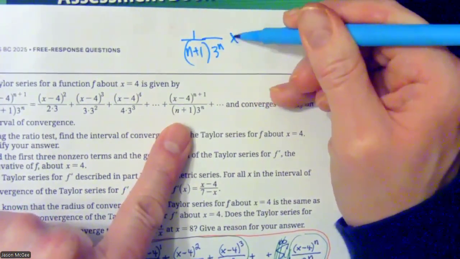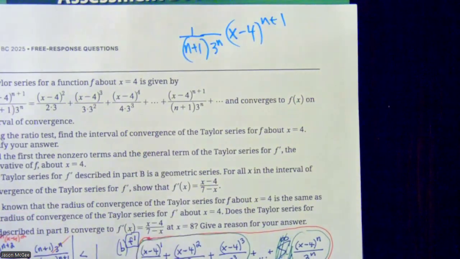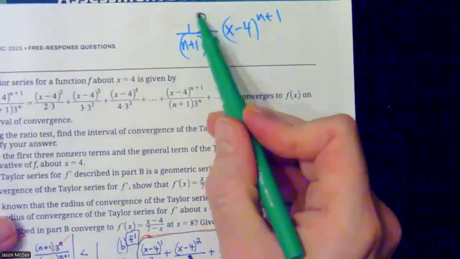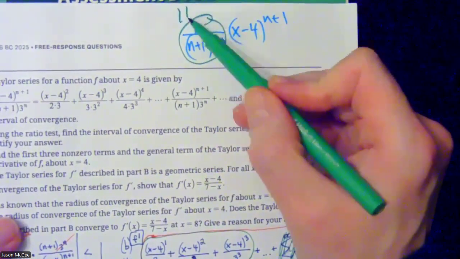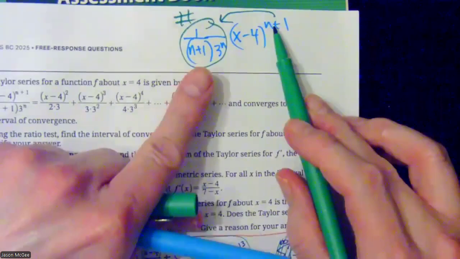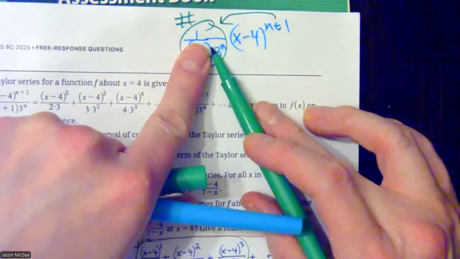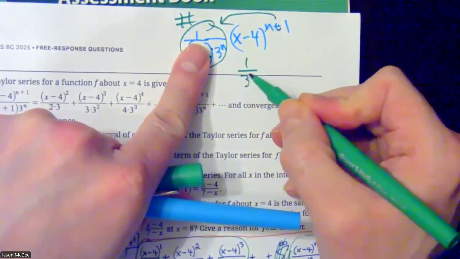And then you're timesing that by x minus 4 to the n plus 1. So if you're going to take that derivative, this is all a giant number right here. That's a giant number. So when you take the derivative, you're going to multiply by that power. Now, when you multiply n plus 1 times this number, those n plus 1s are going to cancel out, and all you're left with is that 1 over 3 to the n.